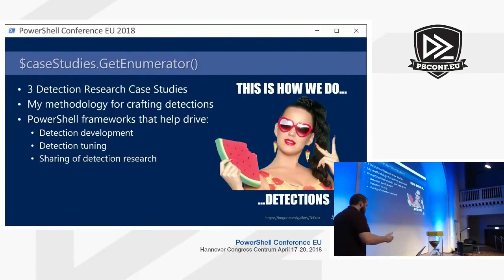So, we're going to dive into three detection research case studies. I'm going to walk through my methodology and some of the modules and things I use for developing detections. And then I'm specifically going to focus on the existing PowerShell frameworks developed by the community that I use that help me to do my job. Sound good?